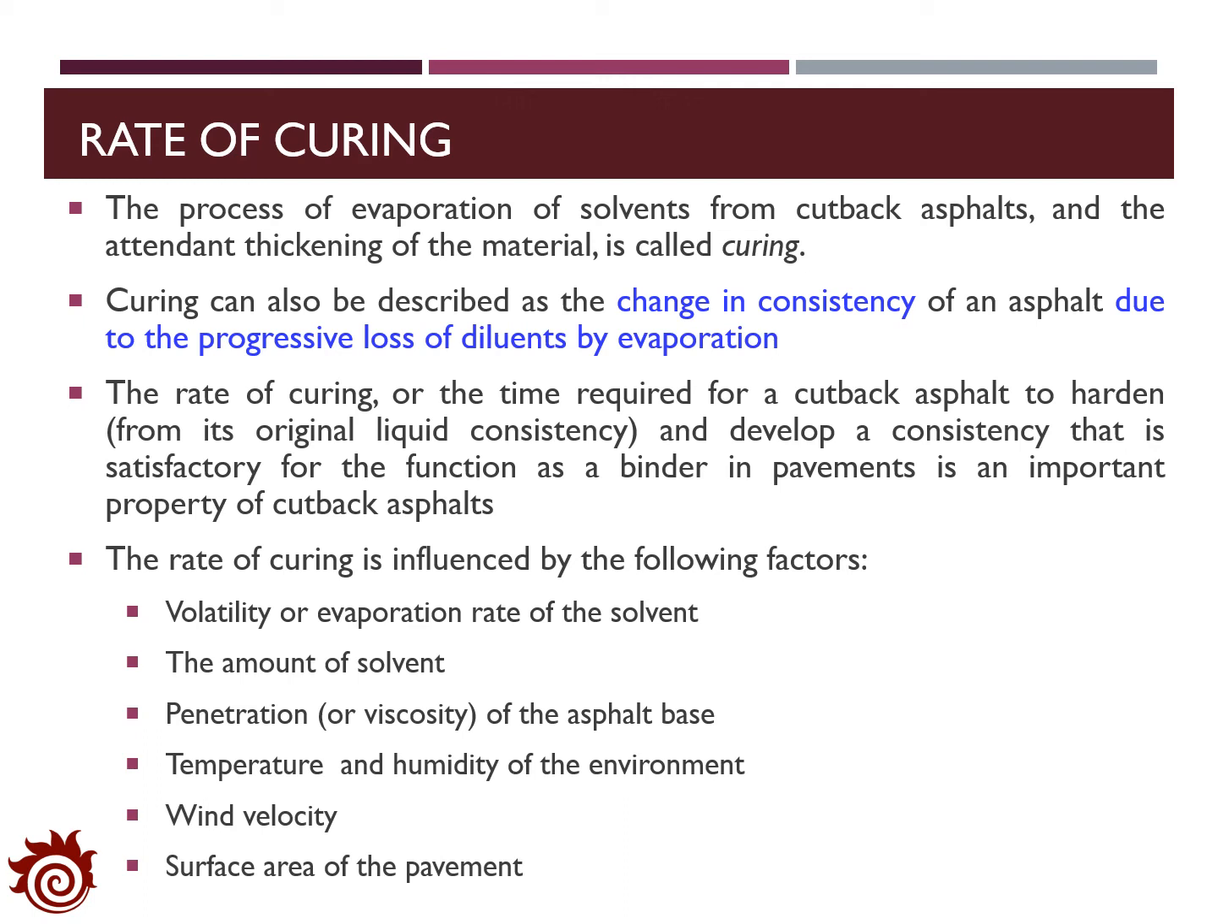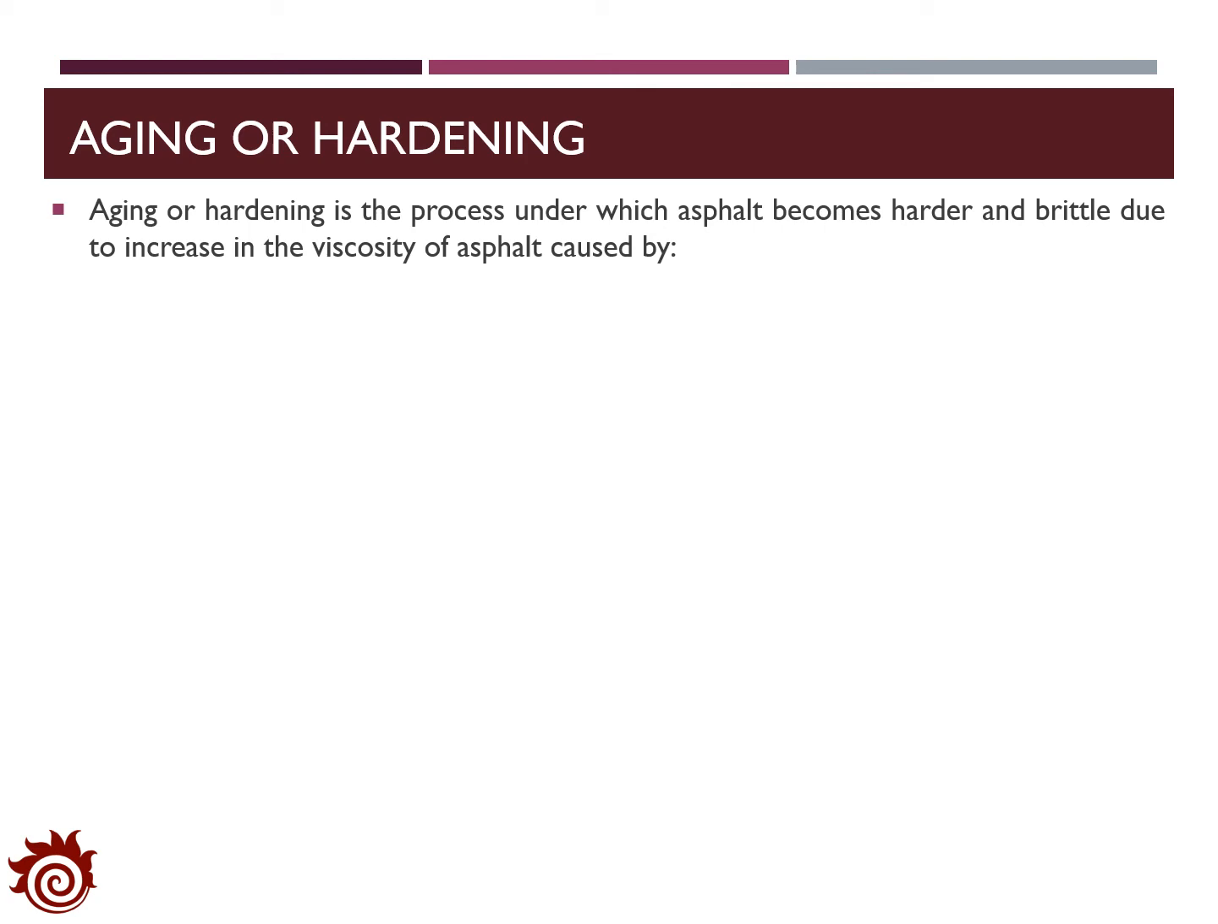Aging or hardening of asphalt cement is another important property we have to consider for road pavement design. Basically, aging or hardening is the process under which the asphalt cement becomes harder and brittle due to the increase in the viscosity of asphalt cement. In general, there are two major causes of the increase in viscosity.